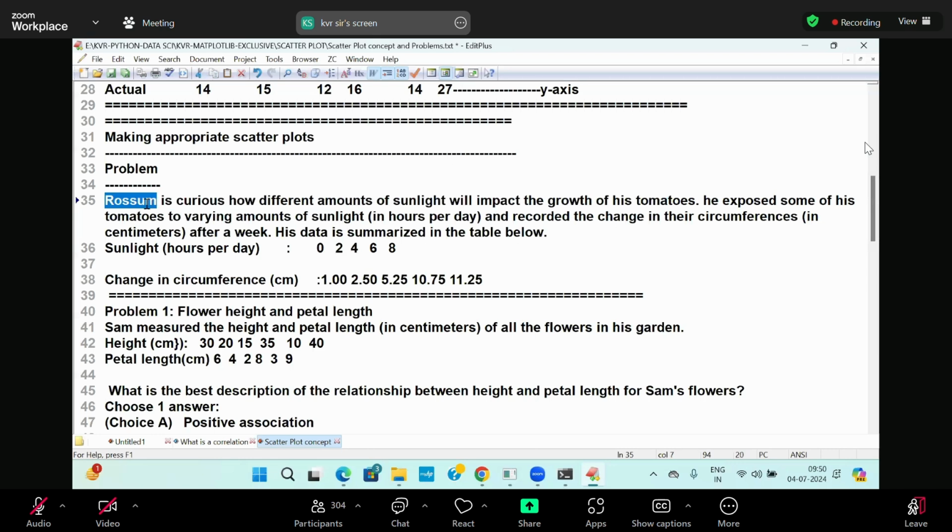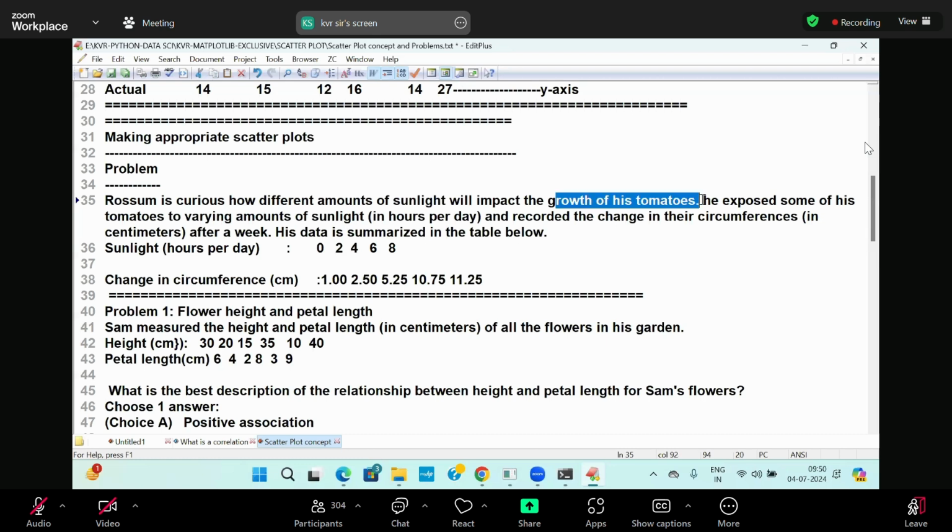An Amazon scientist has written that question. I just copied it and put the word, what? Amazon. What is that? Sunlight versus the growth of tomatoes. Did you understand? When you put a tomato plant with more sunlight, what will happen?